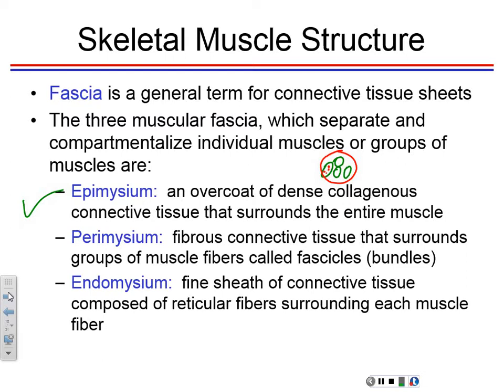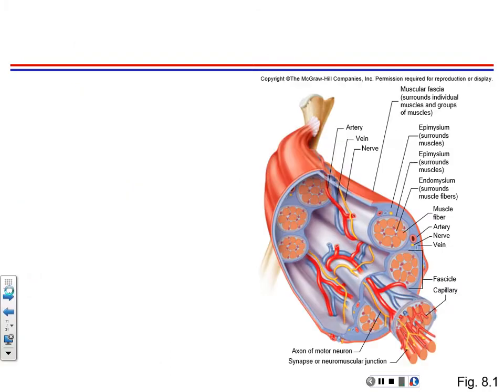Okay, because we said the plasma membrane is just too flimsy. The fluid mosaic model with that lipid bilayer cannot sustain that force. It cannot withstand the amount of force the muscles go through when they contract. So you've got to know these connective tissue membranes and which parts they compartmentalize. These muscle fibers, bundles of muscle fibers put together.